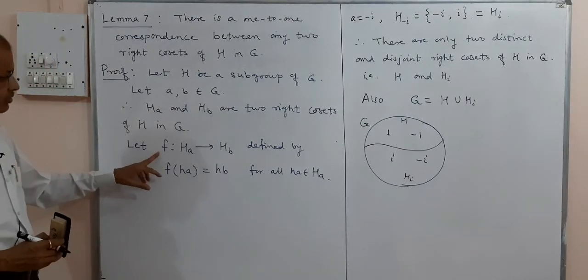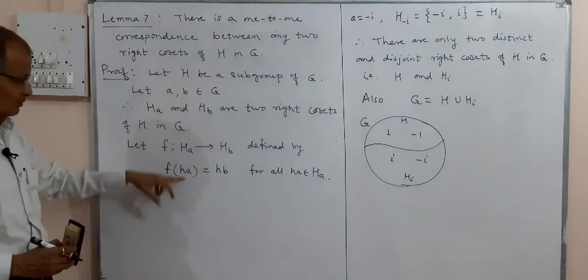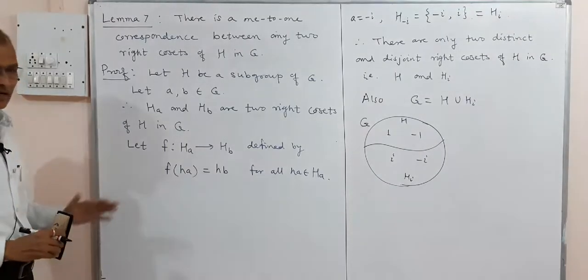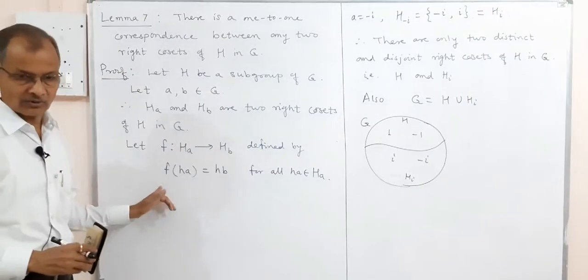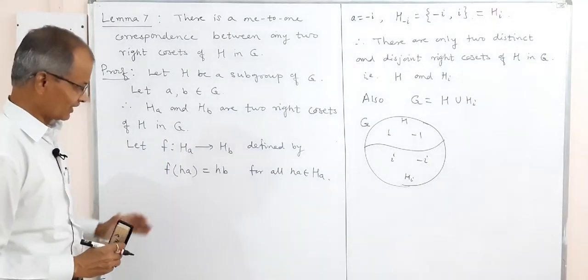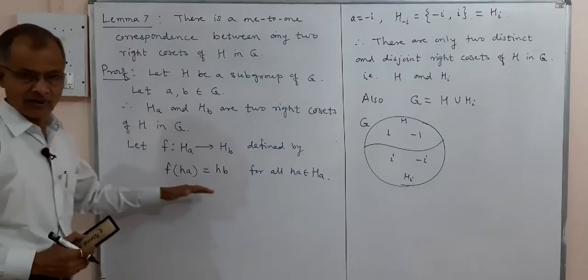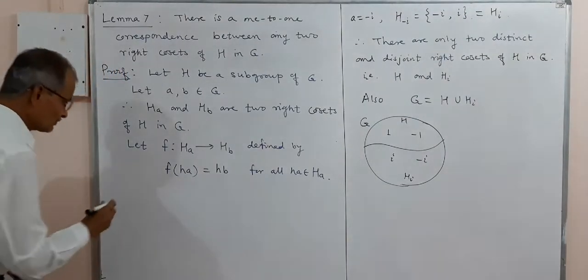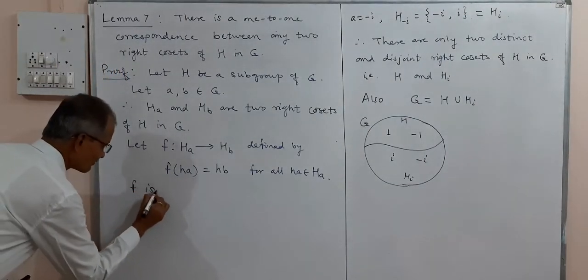And now we have to show this is a one-to-one correspondence, meaning f is 1-1 and f is onto. That we have to show, and it is easy to show by the definition of 1-1 function and onto function. First we consider f is 1-1.